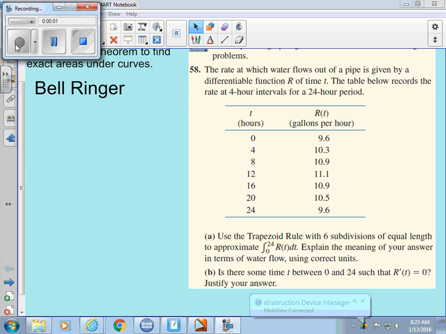The rate at which water flows out of the pipe is given by that function. Use the trapezoid rule with 6 subdivisions of equal length to approximate the integral from 0 to 24 of r of t dt. Explain the meaning of your answer in terms of water flow using correct units.